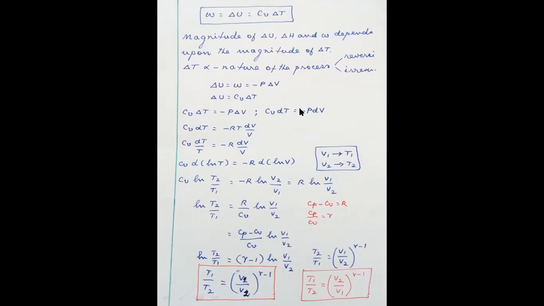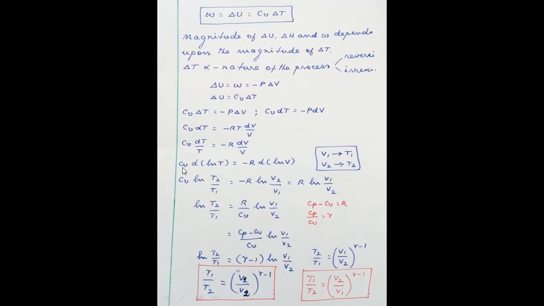Cv dT is equal to minus P dV. In the place of P, I am substituting RT by V, from PV is equal to RT. So Cv dT is equal to minus RT dV by V. I am taking this T on the other side. This method is called the variable separable method. All particular variables are brought to one side of the equation. See, all temperature dependent variables are brought here, and volume dependent variables are brought over here. So dT by T, dV by V.